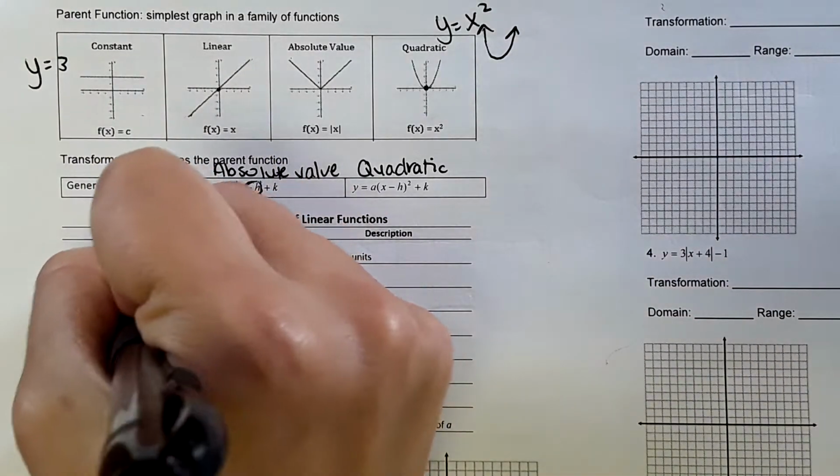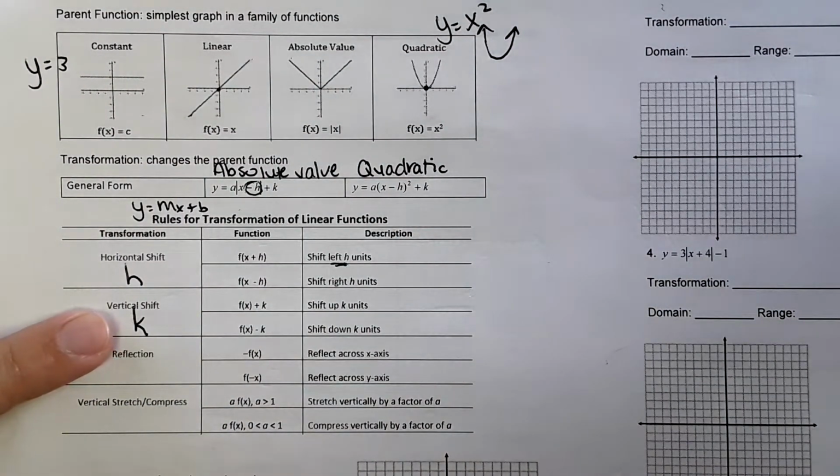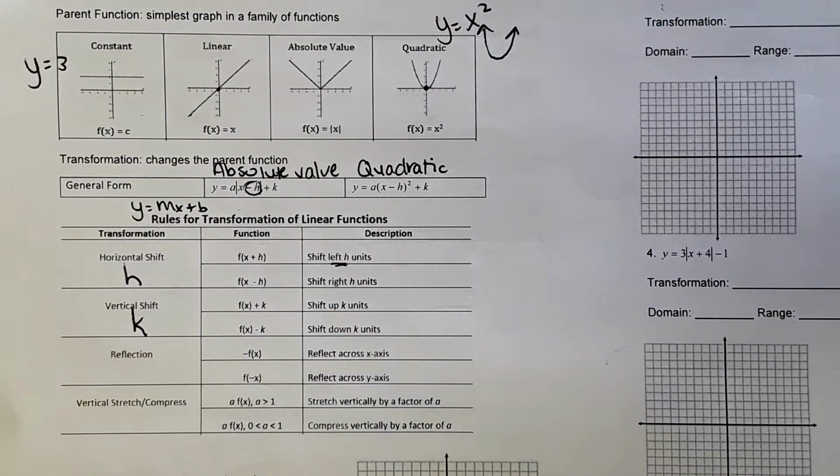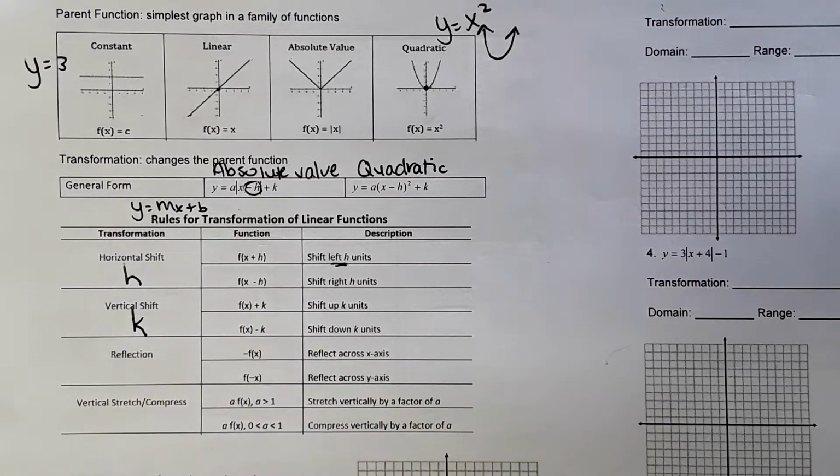Vertical shift, the variable they use is k. So that would be your up and down. Just like with y equals mx plus b, this plus k is like your y-intercept. It's whether it's going up or down.